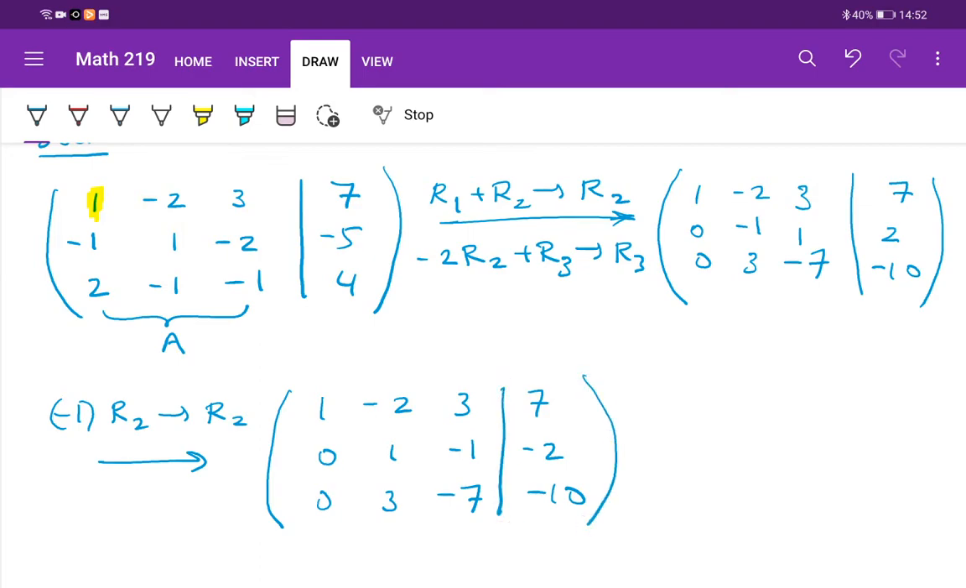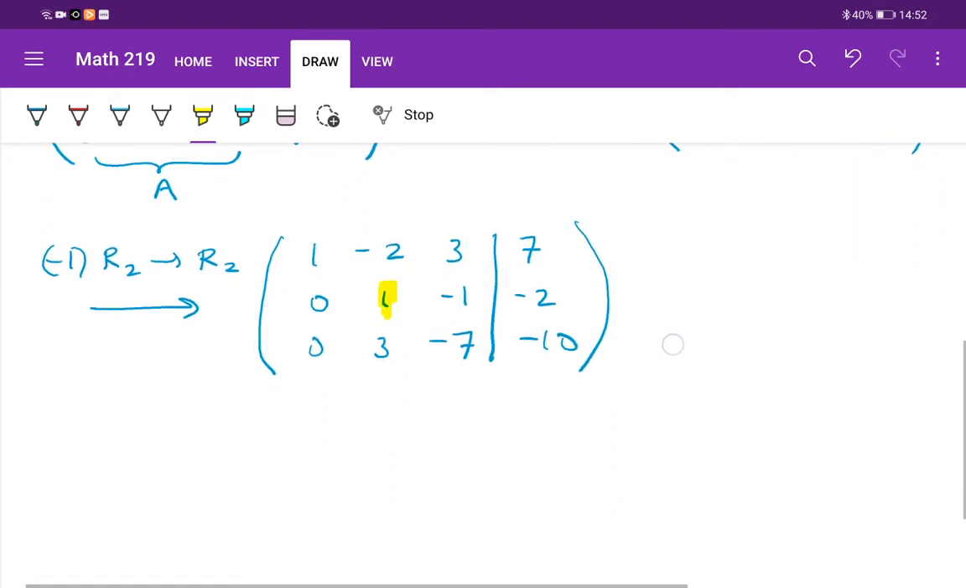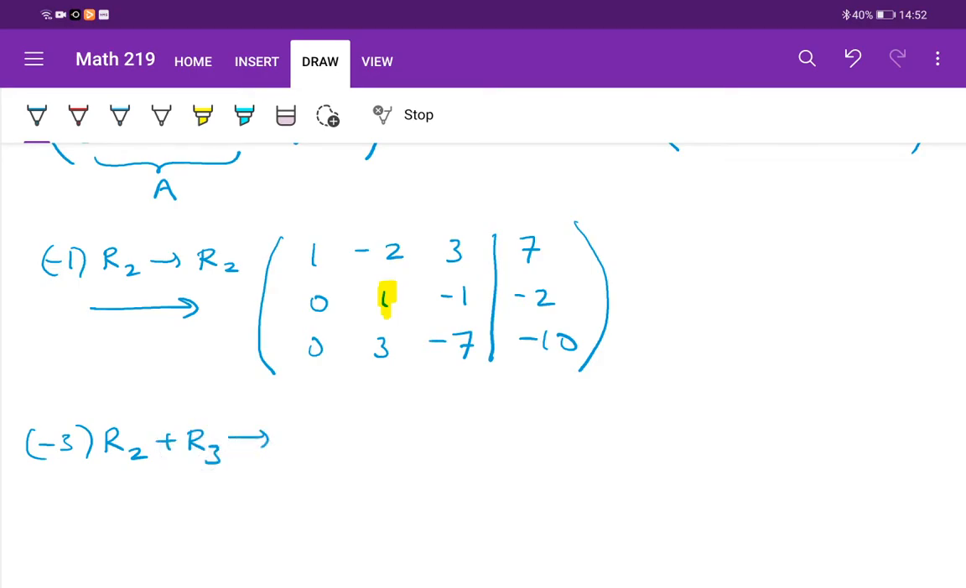So we have another leading 1 here. Now below the leading 1 of the second row we want to get zeros. Okay, so the obvious thing to do is multiply the second row by minus 3 and add it to the third row, and that will be our new third row.